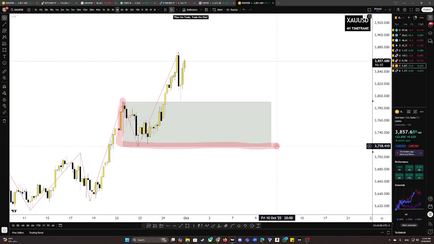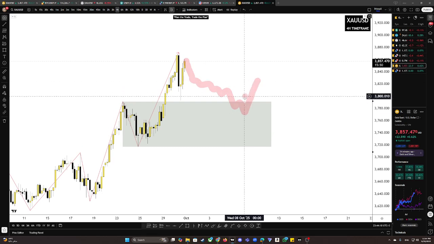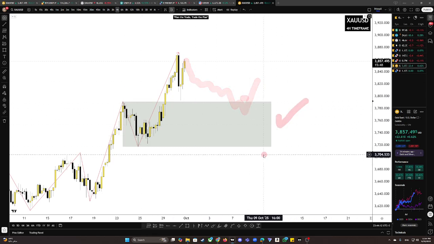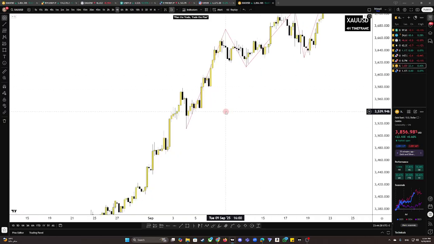So this whole area, we see that we had a pullback, and then price and smart money were able to buy from here, and then we were able to push to the upside and break structure. And therefore this zone usually means that if price retraces back to this zone, it is a very nice zone.